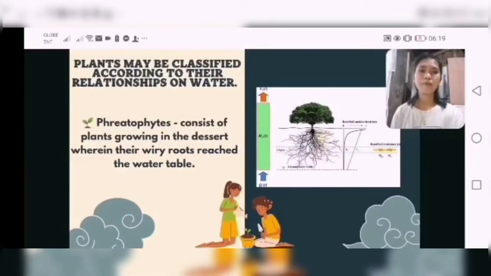Phreatophytes consist of plants growing in the desert wherein their wiry roots reach the water table. So these are the examples of phreatophyte plants.